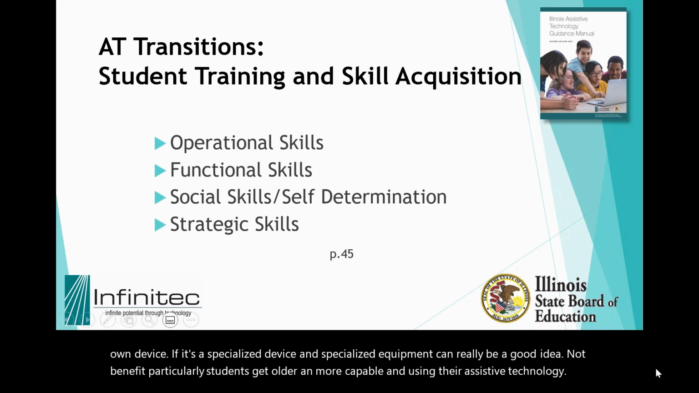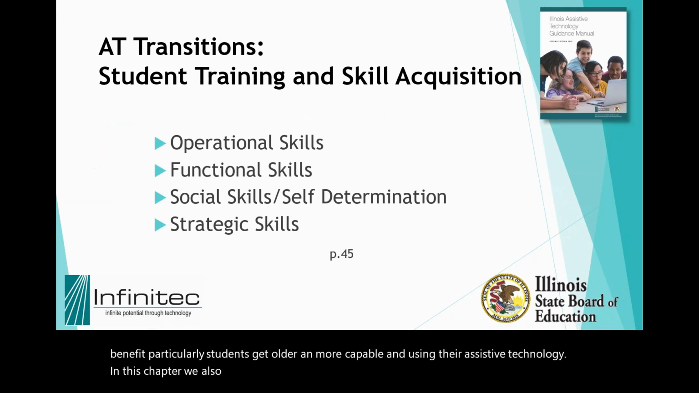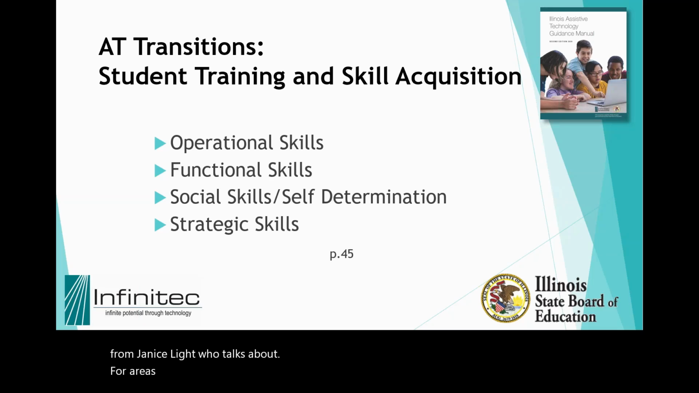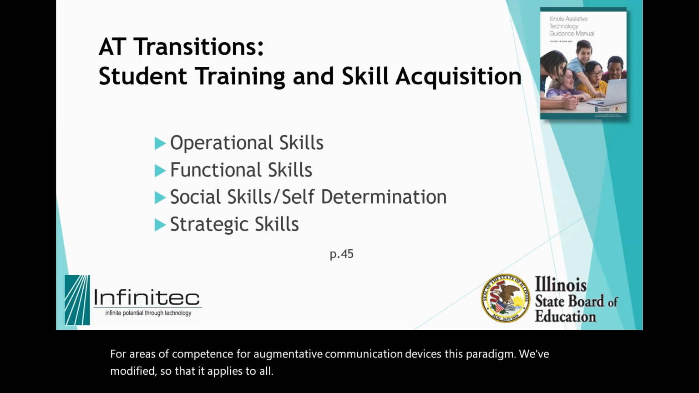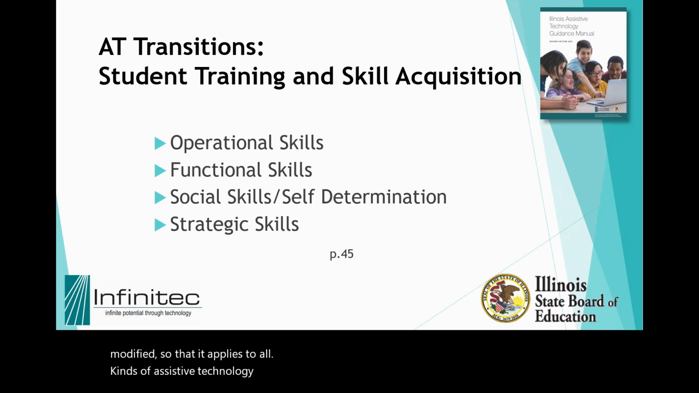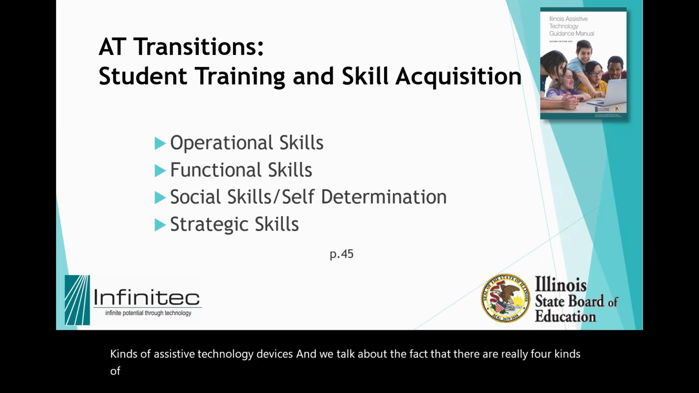In this chapter, we also talk about student training and skill acquisition. And we used a paradigm from Janice Light, who talks about the 4 areas of competence for augmentative communication devices. This paradigm we've modified so that it applies to all kinds of assistive technology devices. And we talk about the fact that there are really 4 kinds of skills that students need in order to be capable and really functional and independent with their assistive technology.